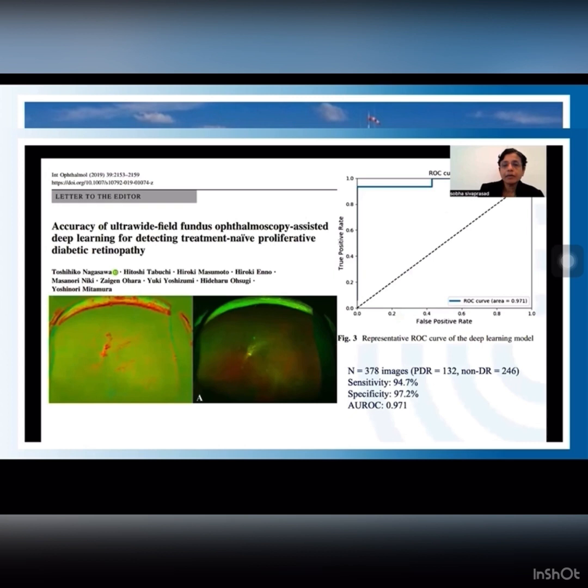This smaller paper looked at the accuracy of ultra-wide field fundus ophthalmoscopy in detecting proliferative diabetic retinopathy. Ultra-wide field fundus cameras are now widely used, and they are important in grading diabetic retinopathy, as peripheral changes seem to be important in predicting disease progression.